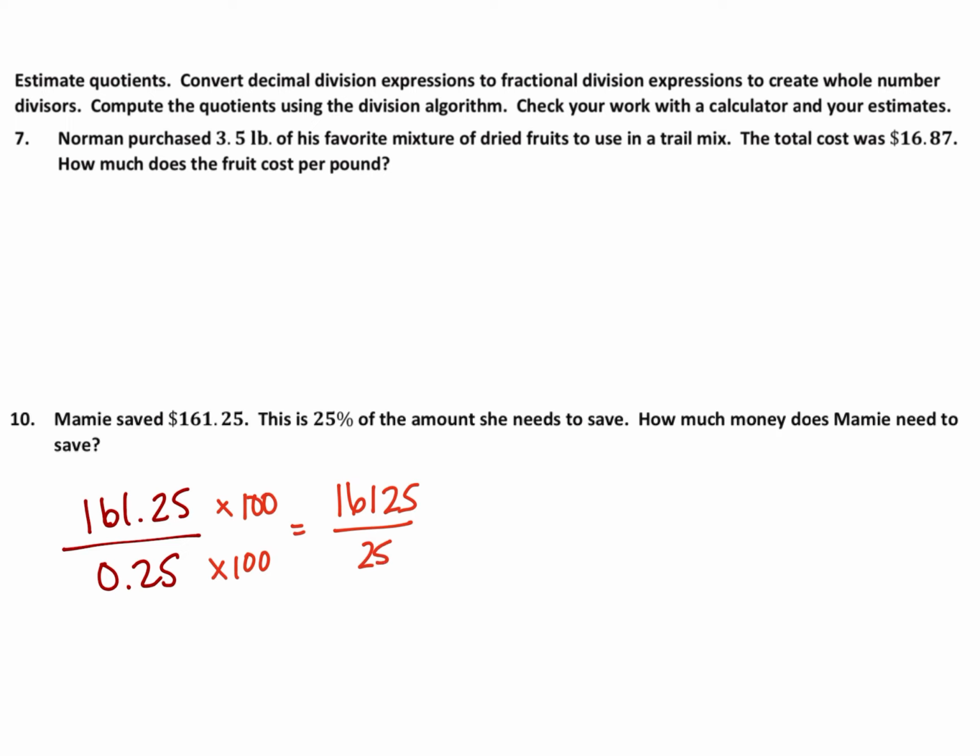So 161 is close to 20,000. And 25 can stay at 25. 25 fits into 200 8 times. So our approximation is about 800.